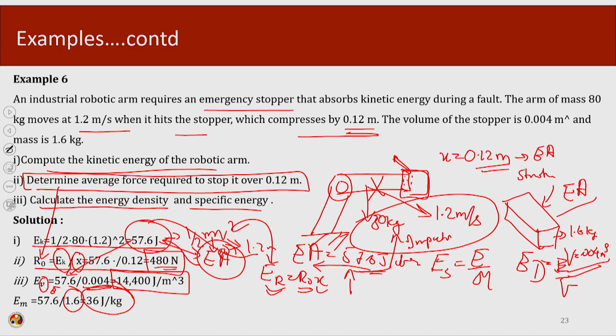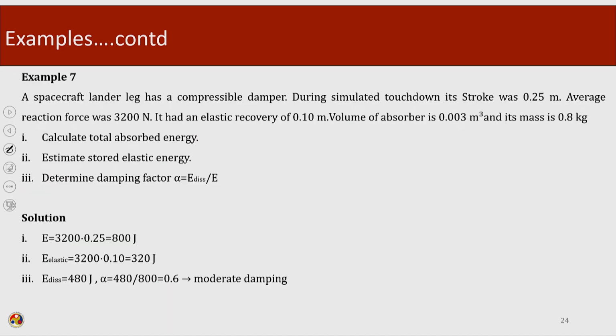So moving ahead, in the next example, we see a spacecraft lander. The signature of the spacecraft lander is as such. It has a compressible damper. If you say our spacecraft is something like this, and these are the landing gears, this is the landing length. Here a compressible damper is being put.